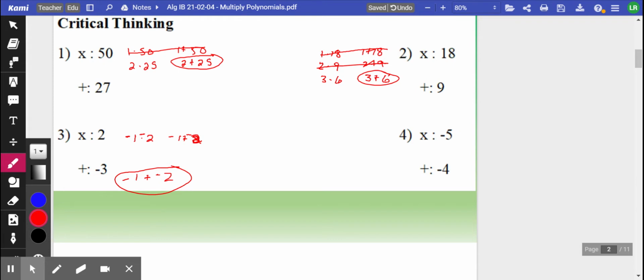Okay, last but not least, number 4, start off with 1 in the number. 1 times negative 5 is negative 5. 1 plus negative 5 is negative 4. Found it right away. Okay.